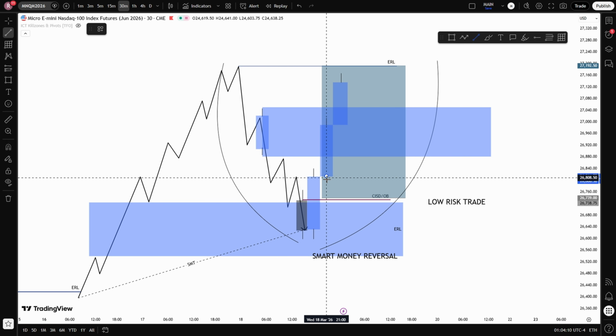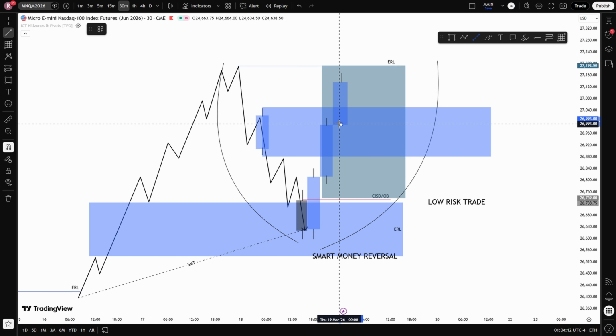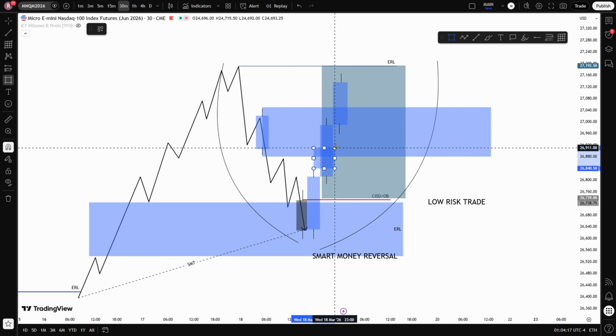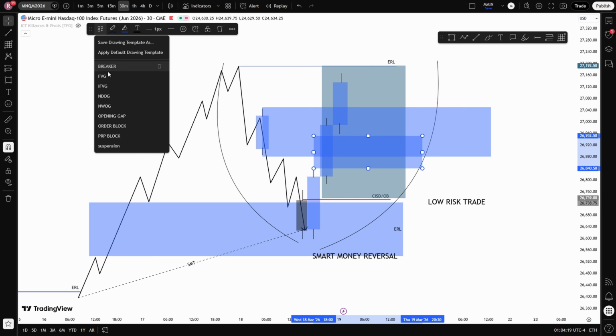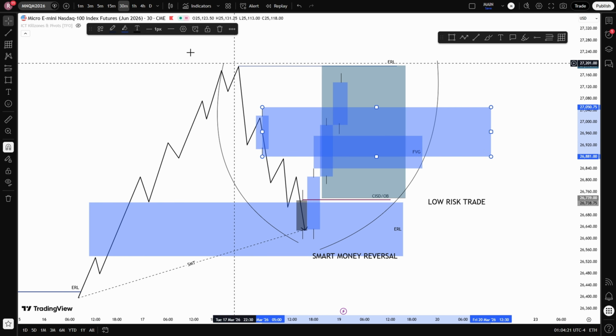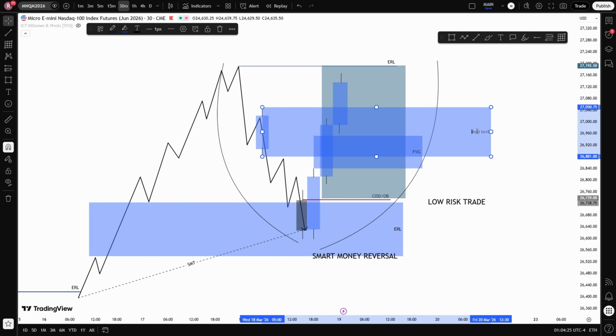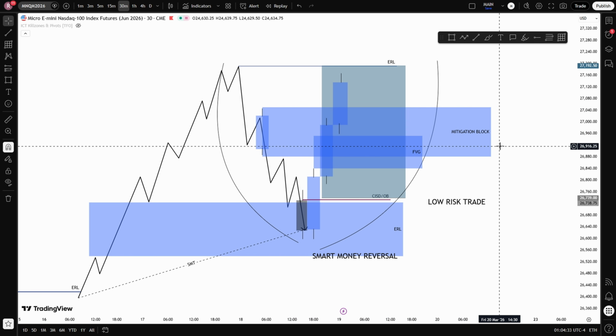Additional confirmation can be found through SMT divergence within these zones, reinforcing the idea that price is preparing to continue higher. For even more precision, it is possible to drop down to a lower time frame and observe a smaller version of the same model forming within this structure. This allows for tighter entries and better risk management while still aligning with the overall higher time frame direction.